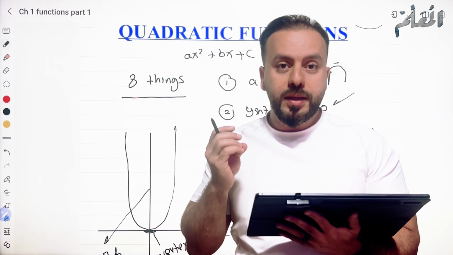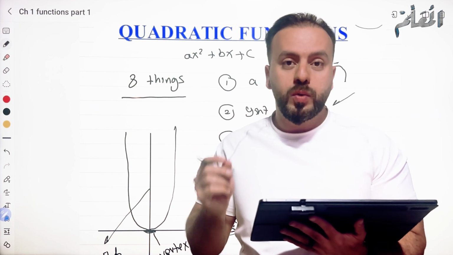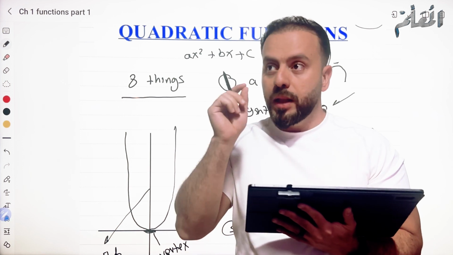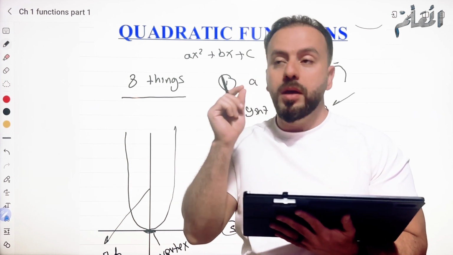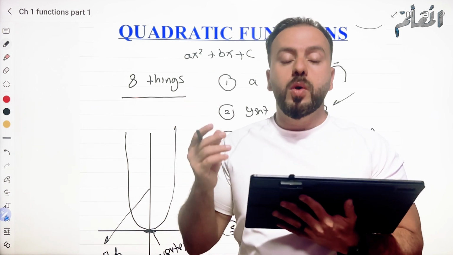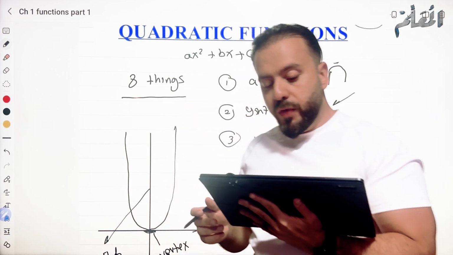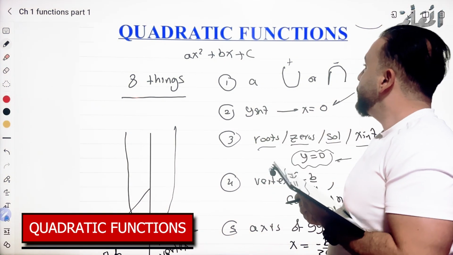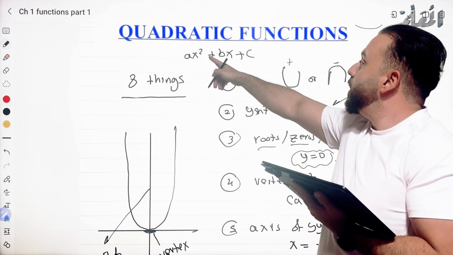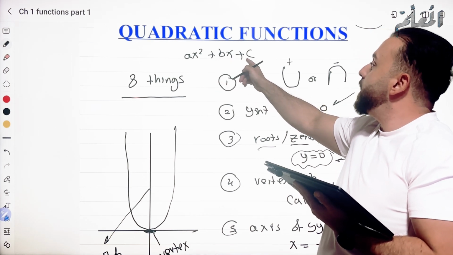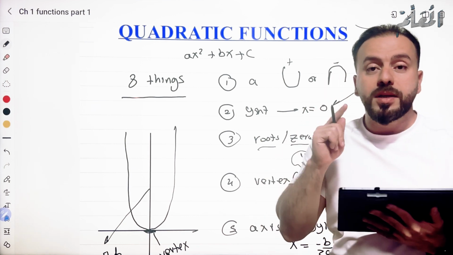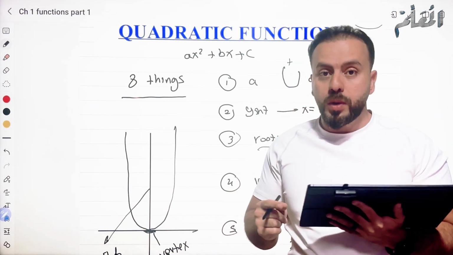Actually, in the M2 exam, if the question asks you something in the quadratic function, it will be one small thing out of the things we are providing in the quadratic functions. So let's start. The first thing, quadratic function. The standard form of quadratic function is ax squared plus bx plus c. There are 8 major things I need you to understand and remember while solving the quadratic function.